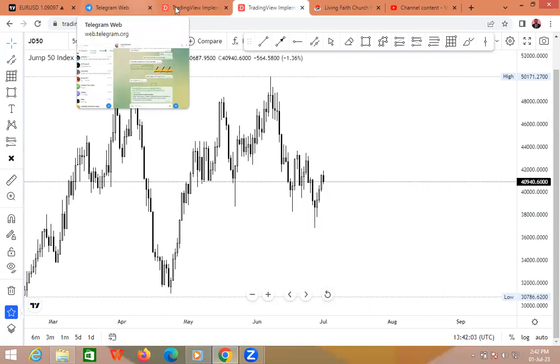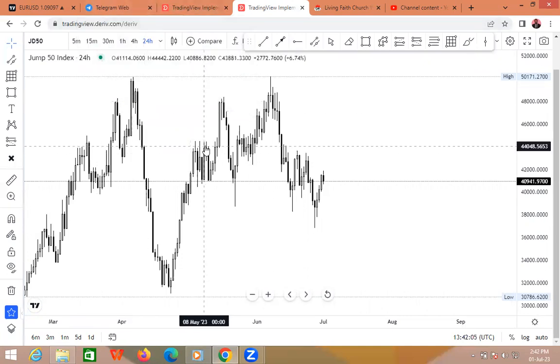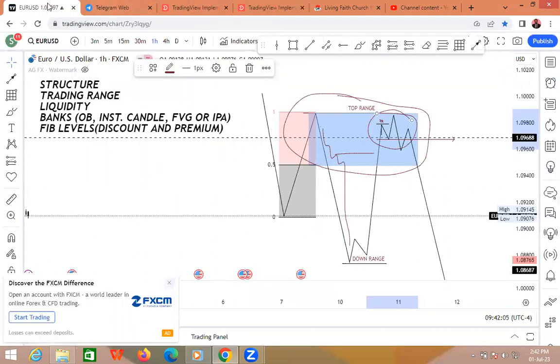All right. Hello. So this is daily on Jump 50. I just want to use that to explain structure, trading range, liquidity. I've not talked about bank because bank is always within this 50%. Within this 50%, there will be an order block or an institutional candle or a fair value gap or an IPA. But you must measure this 50% and box the whole 50%.